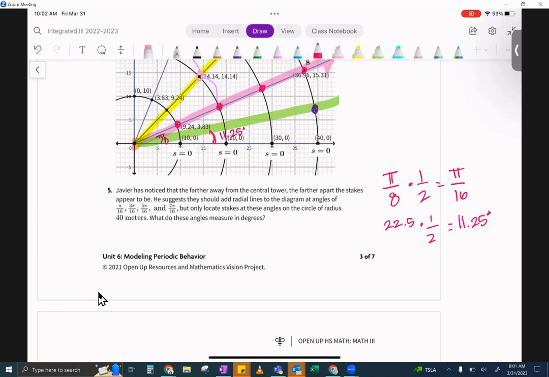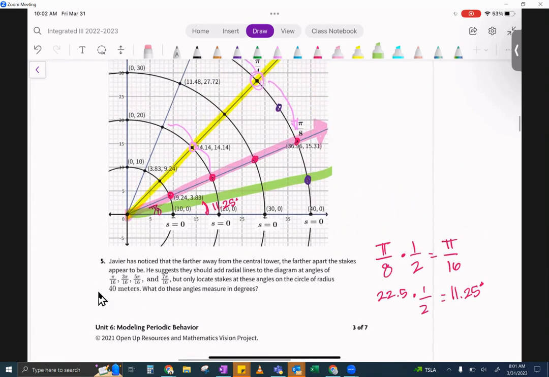Okay. And then if I want to figure out 3 pi over 16, I'm going to write them in green so they stand out for you, right? So how would you calculate that angle there? How would you calculate the one that I just drew?